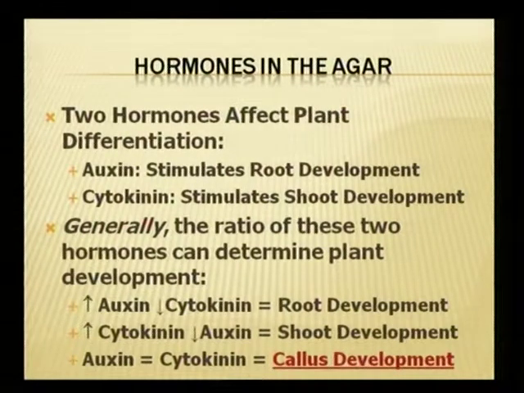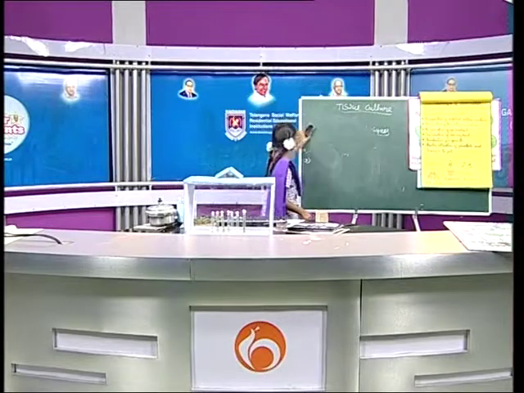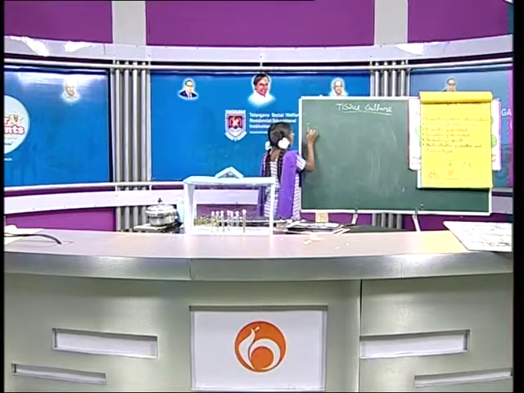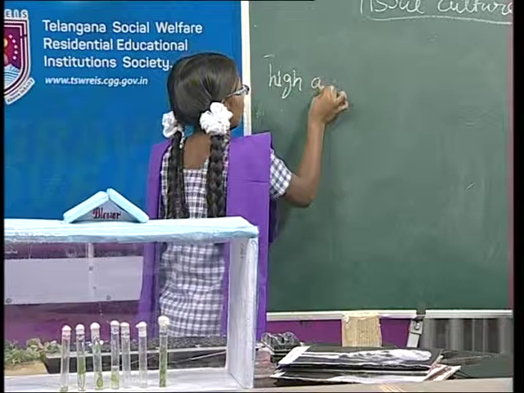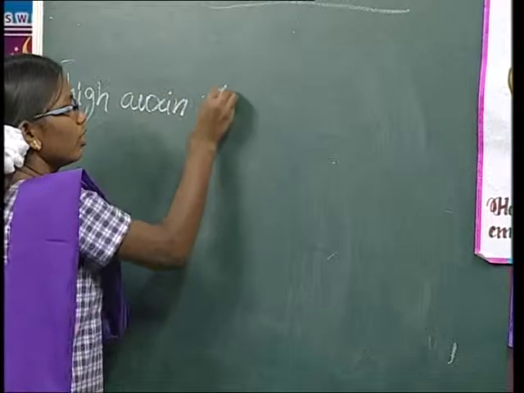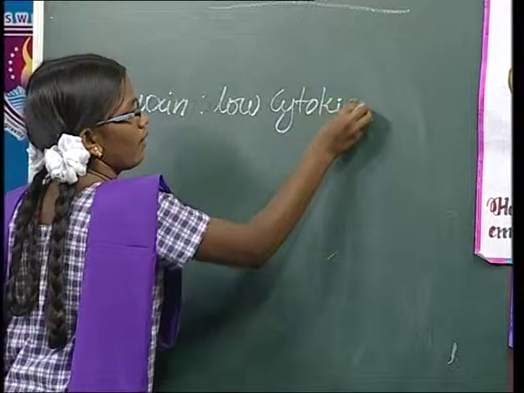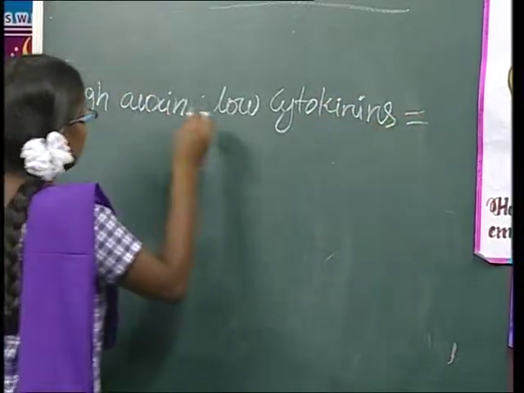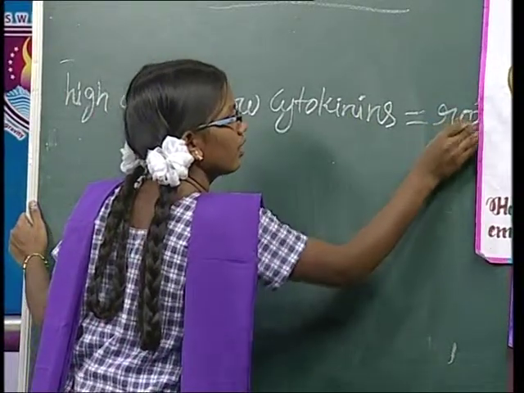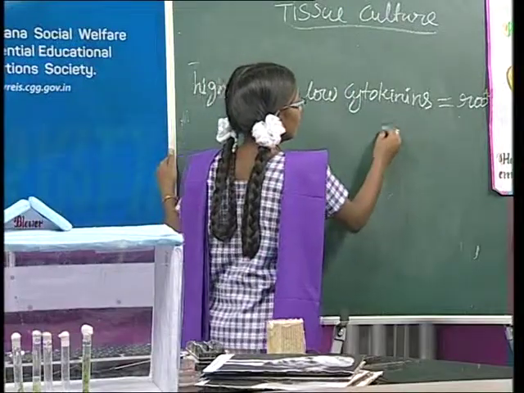Differentiation of cells. For example, if we add growth regulators like high auxin and low cytokinins, it results in root formation.